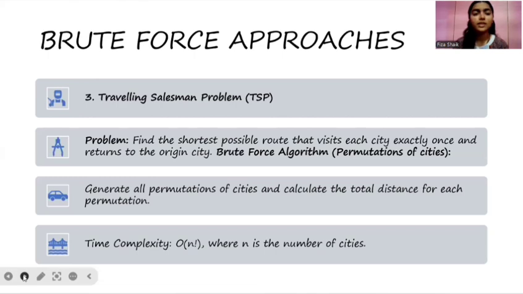The third one is traveling salesman problem, TSP. Problem is to find the shortest possible route that visits each city exactly once and returns to the origin city. Solution is generate all permutations of cities and calculate the total distance for each permutation. Time complexity is given here, where n is the number of cities.